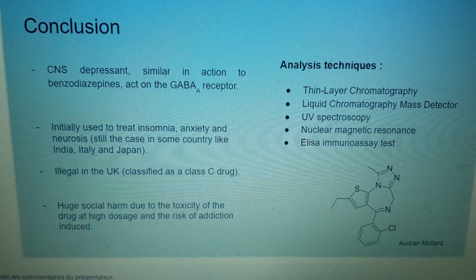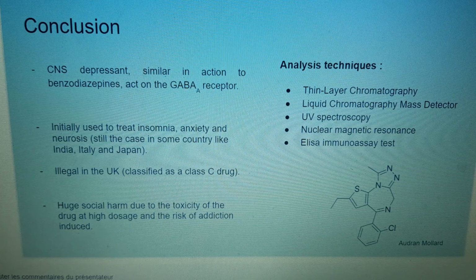Now I go to the conclusion. As my collaborator said before, Etizolam is a central nervous system depressant with a similar action to other benzodiazepine derivatives, and it acts on the GABA-A receptor. It is used to treat insomnia, anxiety, and neurosis in some countries like Italy, India, and Japan.